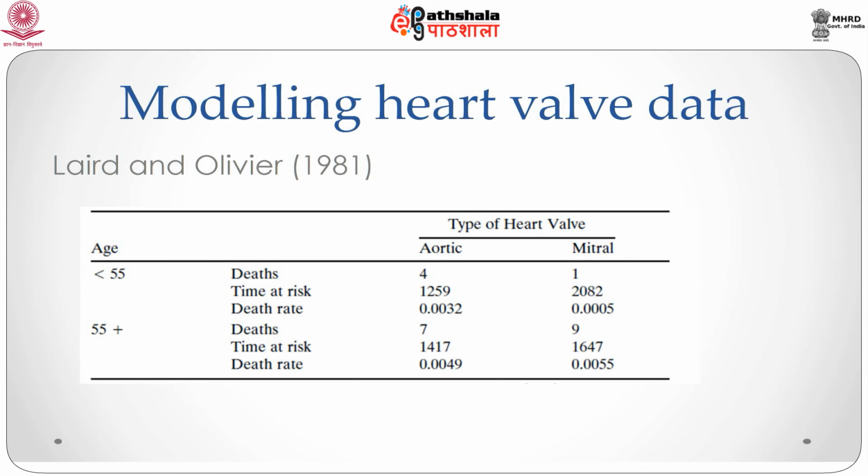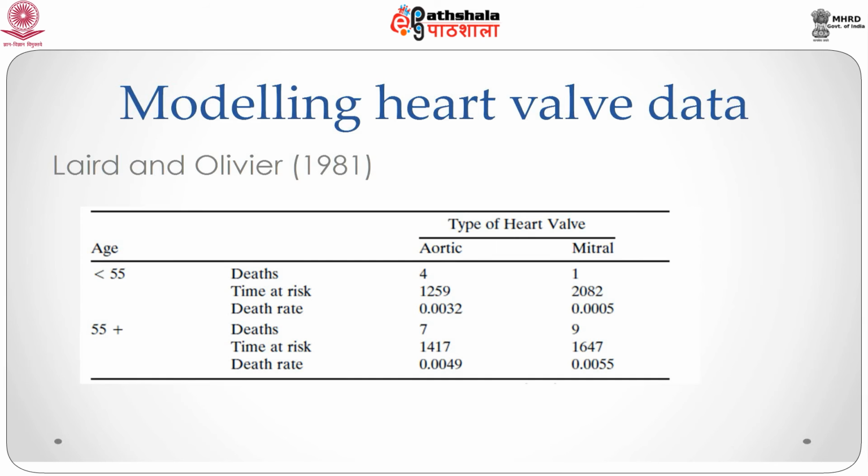So in this table, we see the number of deaths during the follow-up period by valve type and age. So this is that first layer of a three-way contingency table that classifies valve type, age, and whether or not the person died.